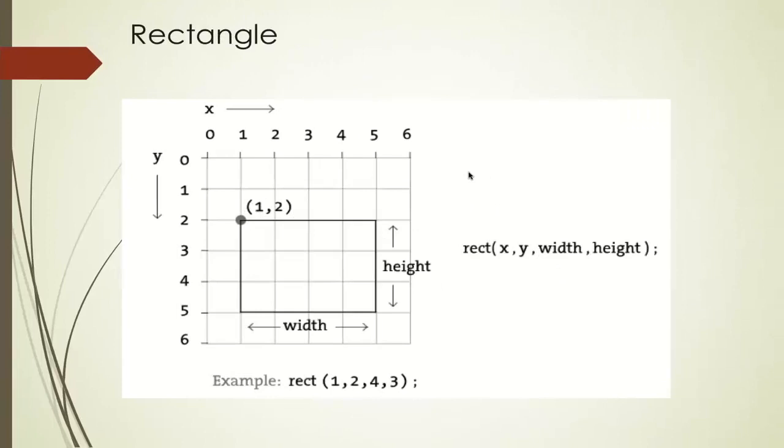And a rectangle is also very simple. You say rect, x, y, which is the coordinate of the rectangle, and then the width and the height. By default, x, y is actually the top left corner of the rectangle. So for example, rect(1, 2, 4, 3): 1, 2 is the top left corner, the width is 4 pixels, and the height is 3 pixels.